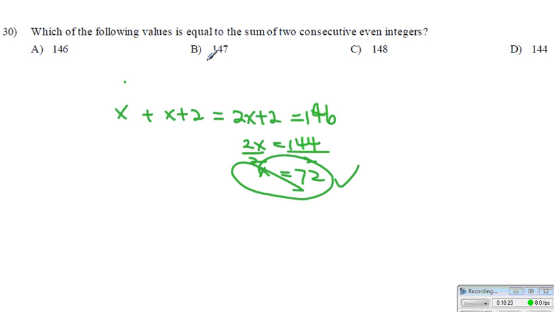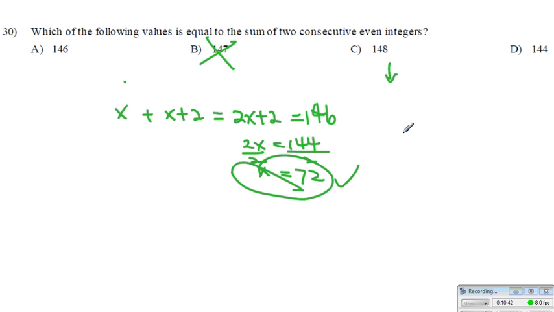But the number that wouldn't work is 147, because when you add up two consecutive even integers, you will realize it's got to be an even number. You see multiples of 2 here, so therefore this will not be it. How about 148?